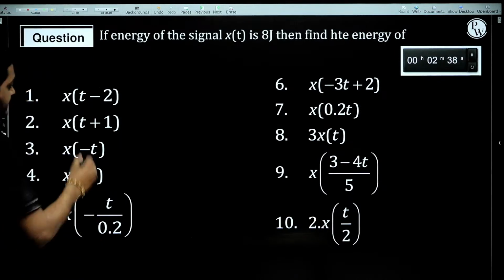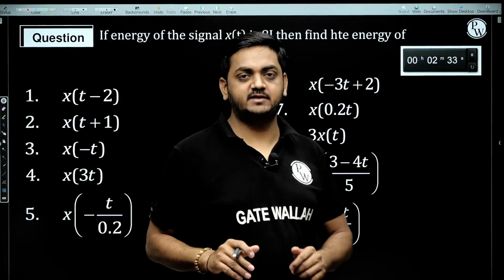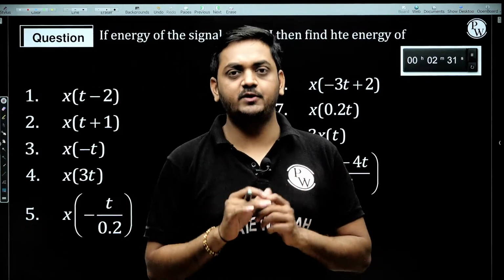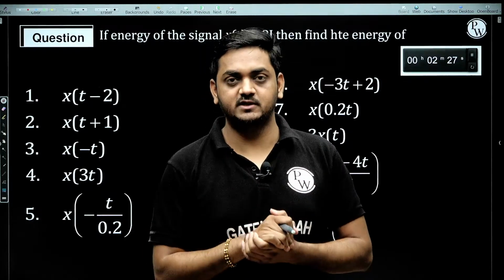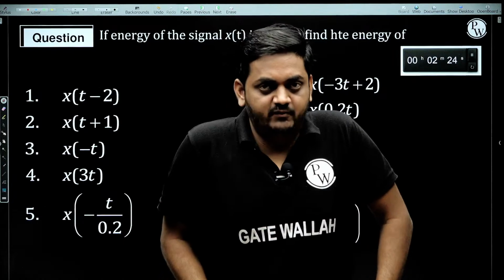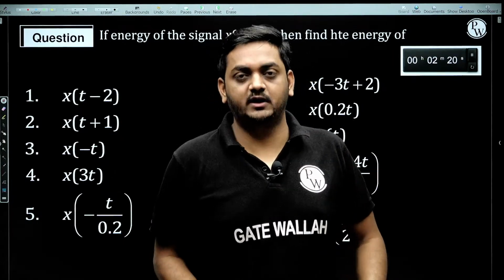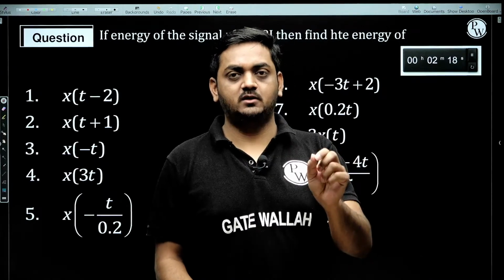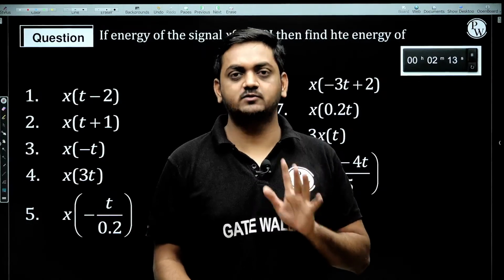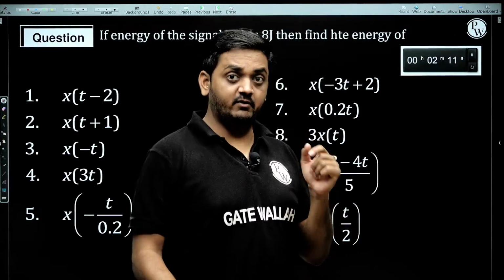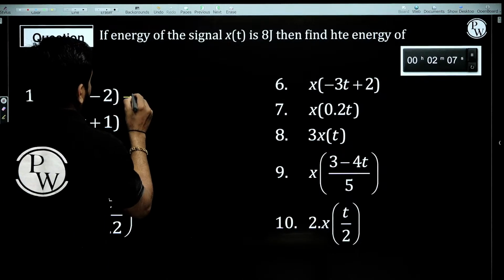So first is what, guys? Time shifting. I told you, energy is directly proportional to the square of the amplitude, and it is directly proportional to the width of the given signal. So if there is a change in width or a change in amplitude, then there is a change in energy of the given signal. Now, the time shifting operation doesn't alter the width or amplitude of the given signal. That's why time shifting and even time reversal operations don't change the energy of the given signal. So energy remains the same for the first question.